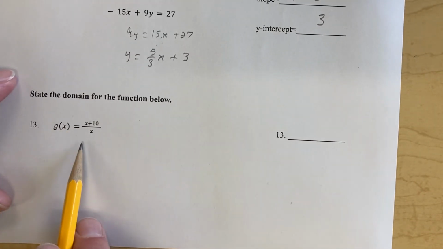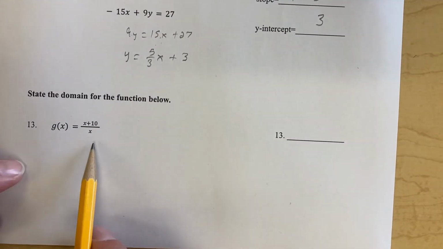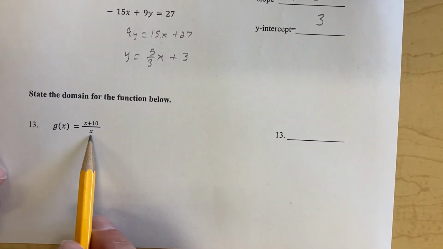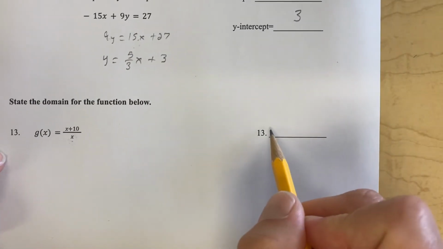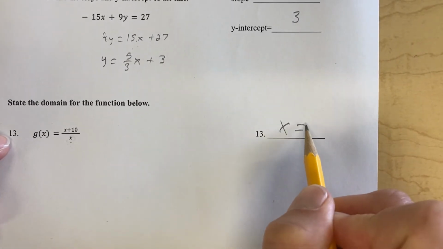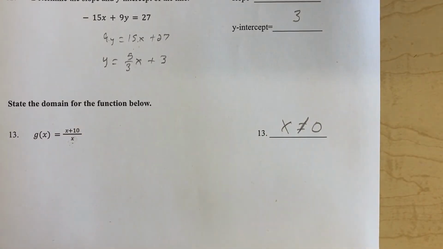And what is our domain? Again, domain is everything x can equal. A better question to ask is what can't we equal? And the only thing we can't equal here is 0. That would create 0 on the bottom. That's a big no-no. So x can be anything it wants, it just cannot equal 0. All right.